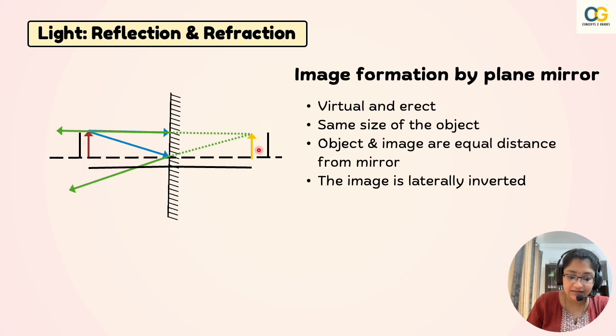The object and the image both are equidistant from the mirror. It is equidistant. The third thing is laterally inverted. That is, this is my left hand, but it appears to be right hand in the mirror. So that is called lateral inversion.